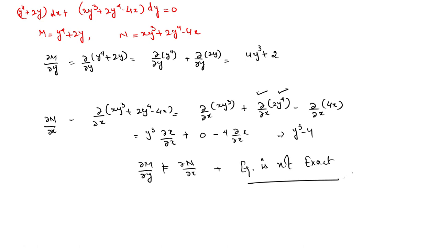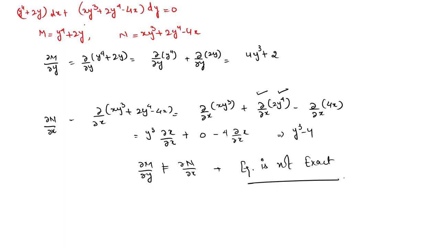Now, as we know, if our equation is not exact, what do we have to do? We have to find an integrating factor. Now, we will find the integrating factor here by using (del N by del x minus del M by del y) divided by M. As I already told you, this is not a homogeneous equation and this is not a second type equation, so you are not able to apply those methods here.